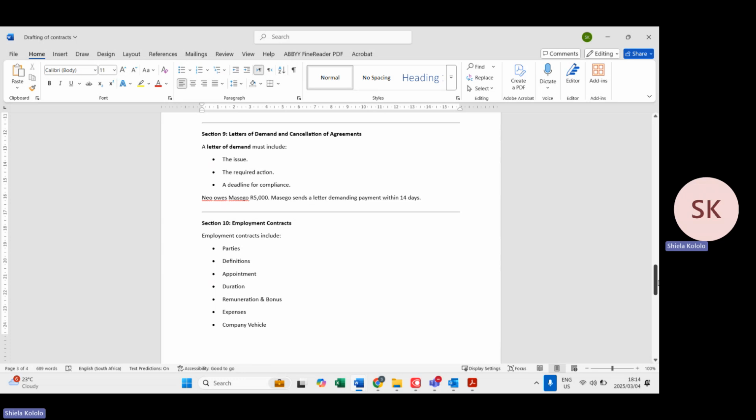having identified that, let's say someone owes you, né? And you are now trying to get your money back. The first thing you would do, obviously, is draft your letter of demand. So a letter of demand must contain the issue, the required action, as well as the deadline for compliance. So the issue, let's say, Neo owes Masejo 5,000 rand, né? And then Masejo sends a letter of demand demanding payment within 14 days.